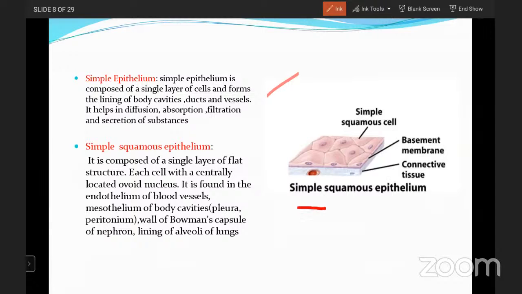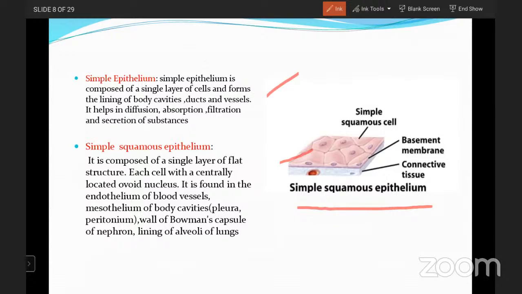So here in this picture, you are able to see simple squamous epithelium. Simple means it also has only one layer. Simple squamous: why are we mentioning squamous? It means it has a flat structure. Okay. Let us go for the points. Simple squamous epithelium is composed of a single layer of flat cells. It just looks like a flat structure. And each cell has a centrally located ovoid nucleus, the round nucleus which is centrally present.